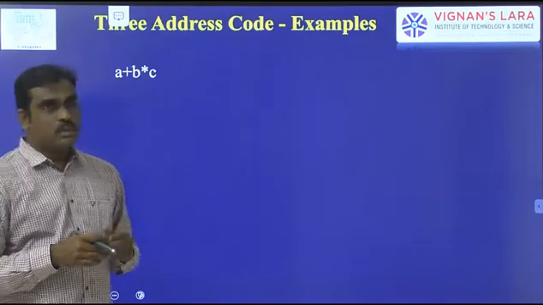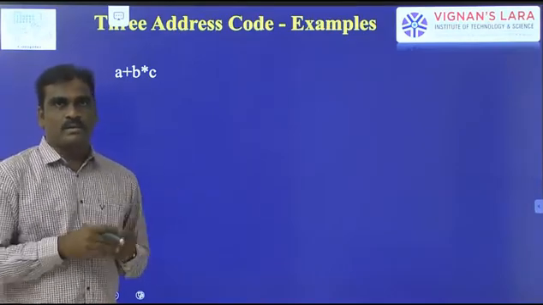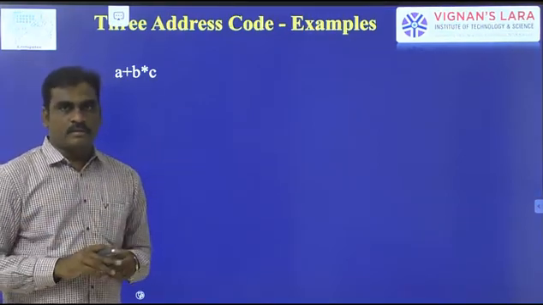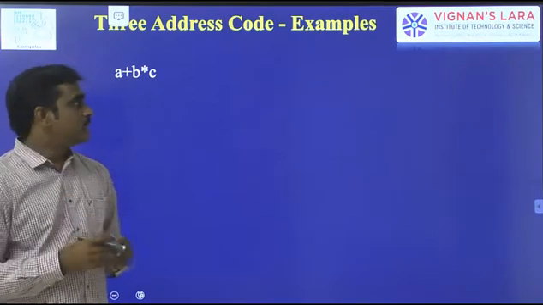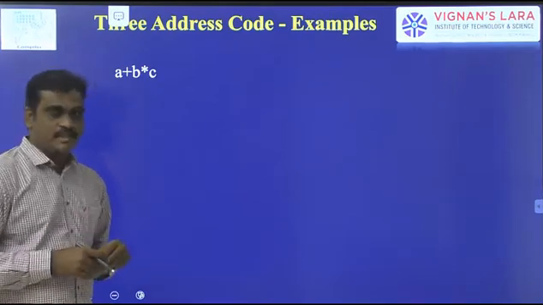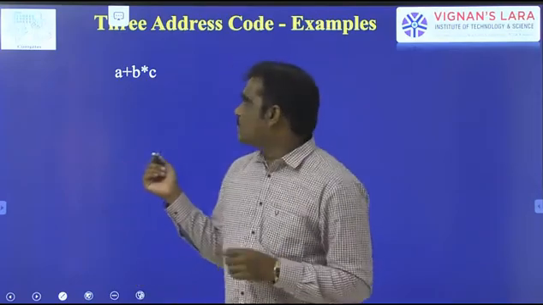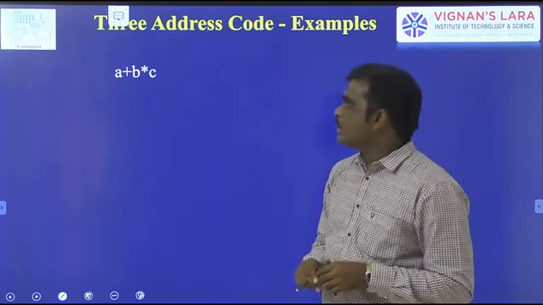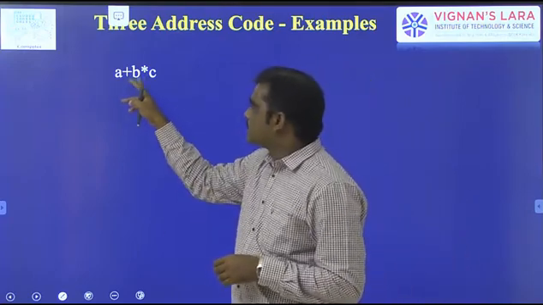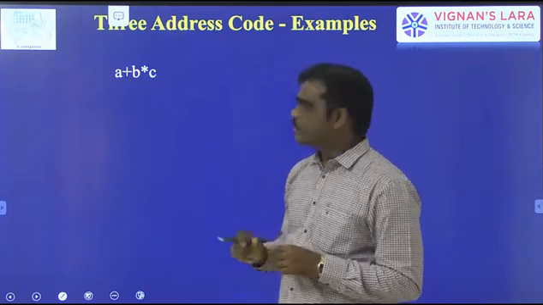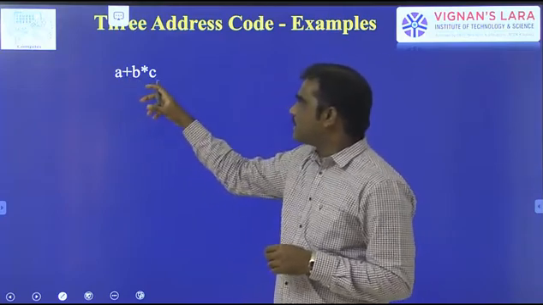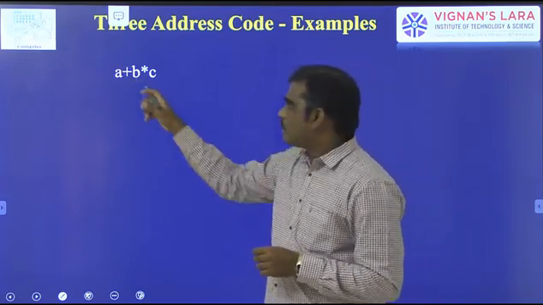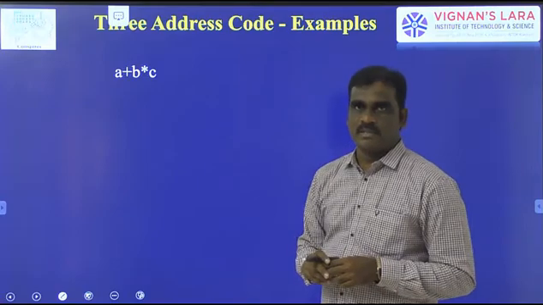In this class, I am going to take small examples of how these statements are converted into three address code statements. Let us see one by one. This is the first example, a very small arithmetic expression like A plus B star C. The expression contains three operands: A, B, and C, and two operators: one is the addition operator and the second one is the multiplication operator.